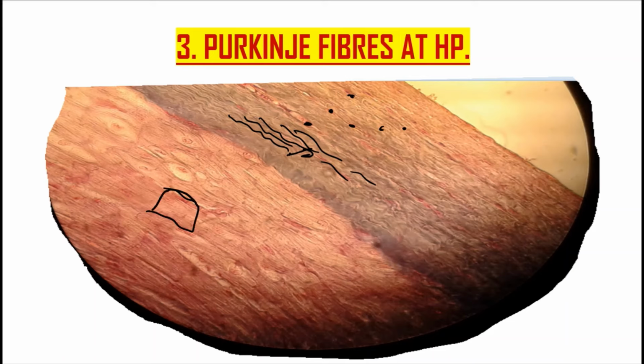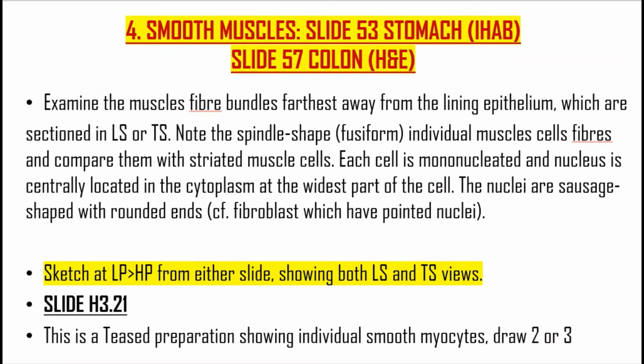As you can see, this is thick, but the Purkinje fibers are very thin. Let's look at them. So this is at high power. Make sure you draw this region of Purkinje fibers and you label them as Purkinje fibers. Of course, you add a few cardiac muscle fibers here as you draw.